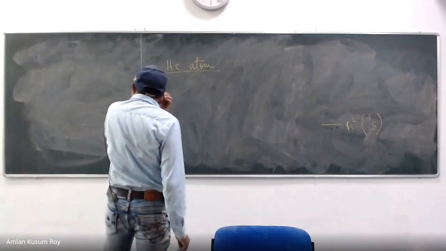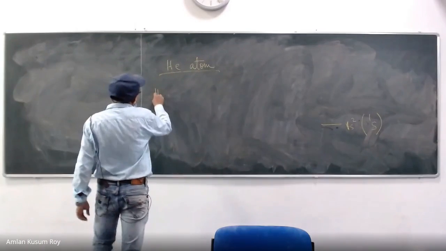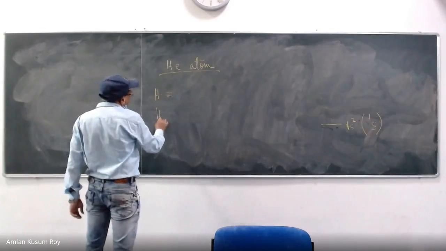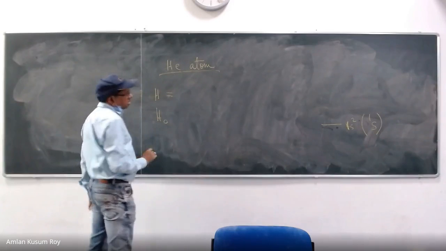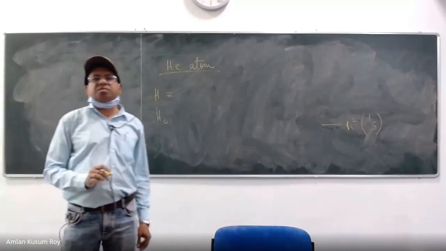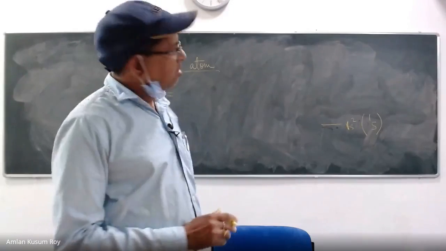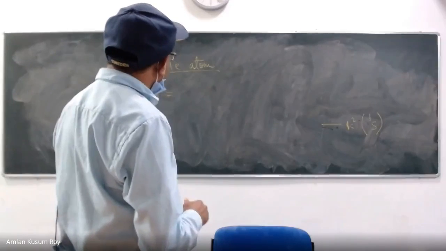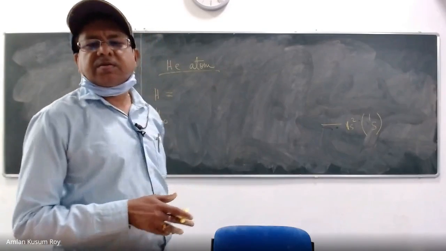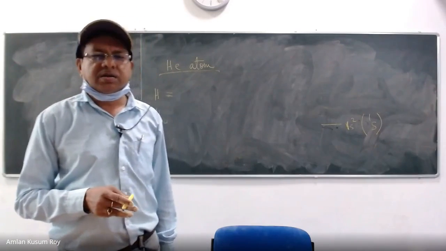Okay. So just write, can you please write H and H0 for me? That will be easier for me instead of talking all this. For the helium atom problem, can you please write the Hamiltonian and H0? Is it so difficult?